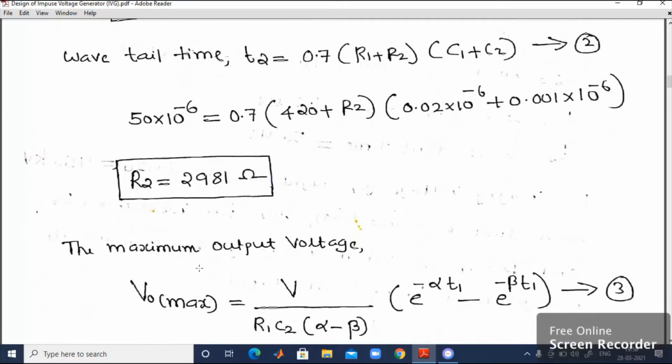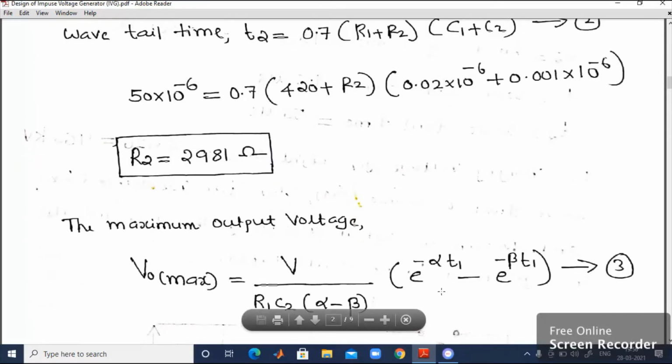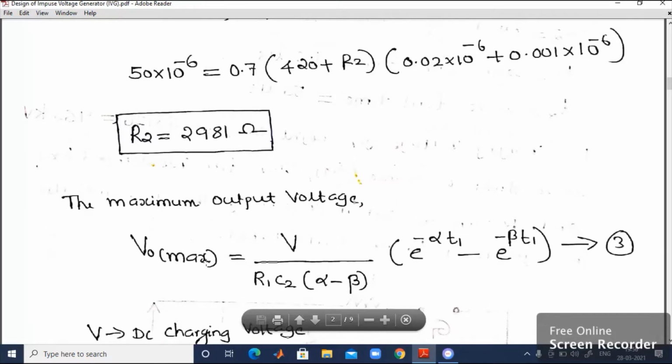Now, how to get the maximum output voltage of a given impulse generator? You have to use the given formula: V naught maximum is given by charging voltage V divided by R1 C2, into alpha minus beta, into e to the power minus alpha T1 minus e to the power minus beta T1. Please do remember this equation. This will really help you out.